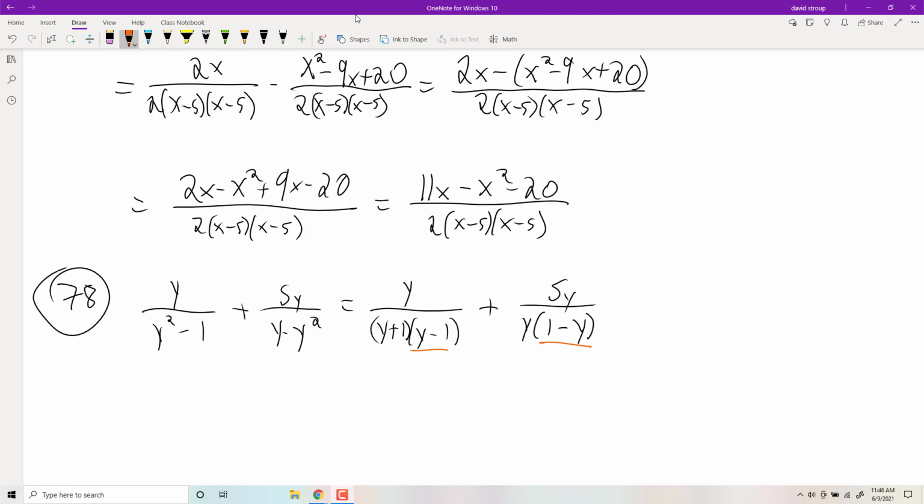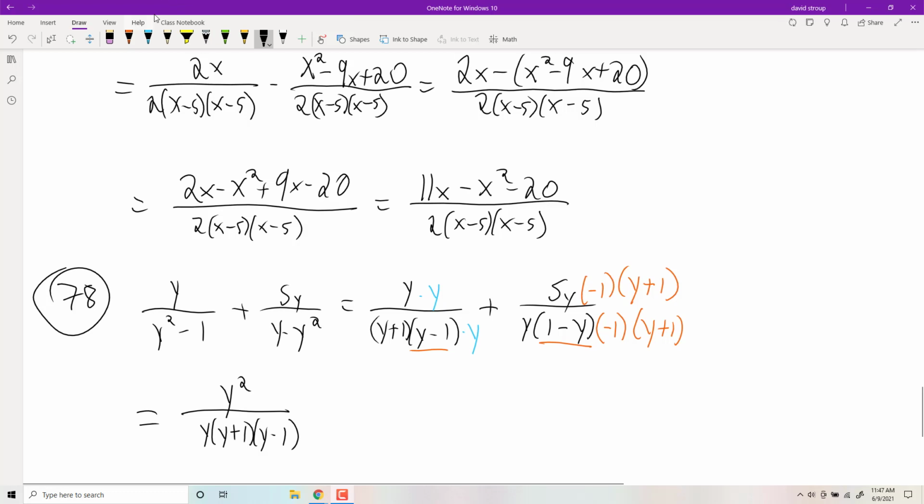So let me get my pen. Multiply top and bottom by negative 1. I'm also missing a factor of y plus 1, so I need to multiply that in eventually. And then the first fraction is missing a factor of y, so I need to multiply that in. So the first fraction is y squared all over the common denominator.